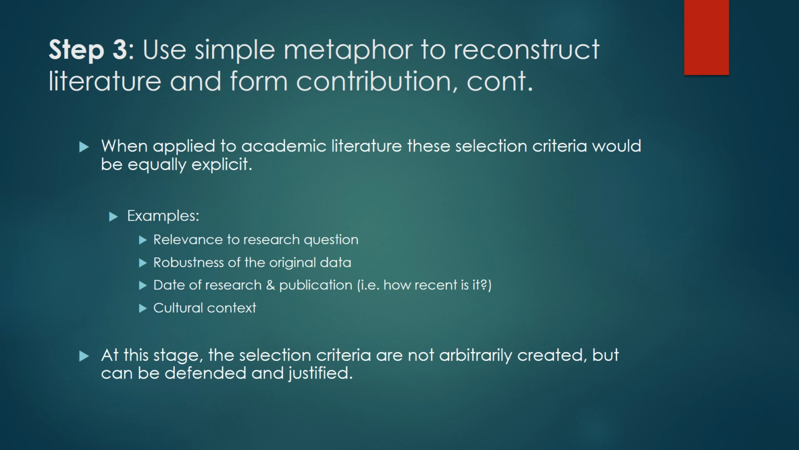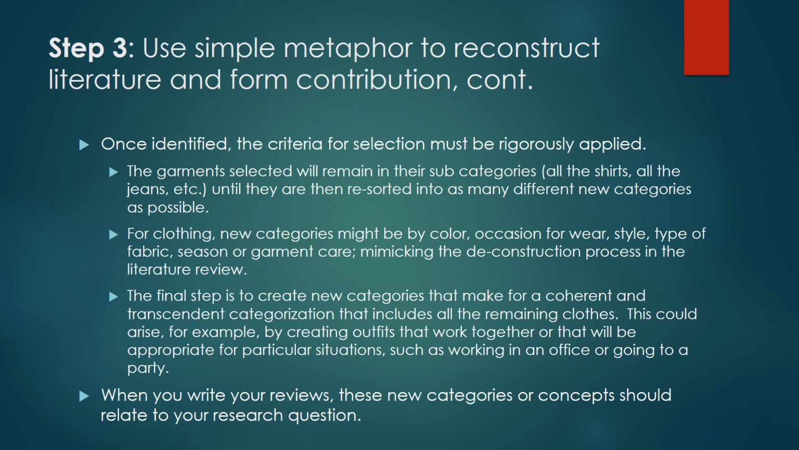So you have to be able to explain why you chose the categories that you did, or why you chose the different groupings of articles that you did. So once your criteria is identified, the criteria for selection must be rigorously applied. So what do I even mean by that? So the garments selected will remain in their subcategories. So something along the lines of all the shirts, all the jeans, etc., until they are then resorted into as many different new categories as possible.